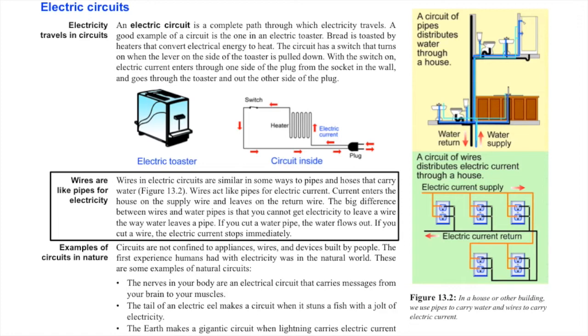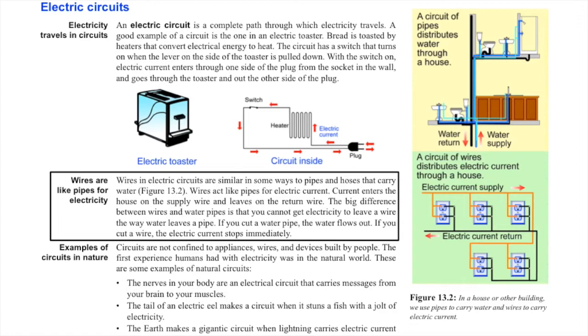Now, this is only true for direct current. In houses, we use AC current. So they're giving a good example, but in reality, our houses don't use direct current, they use AC current.